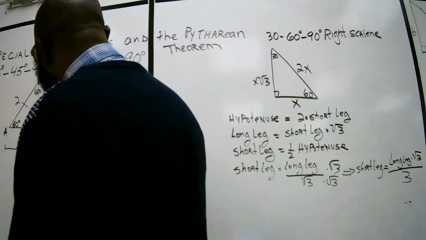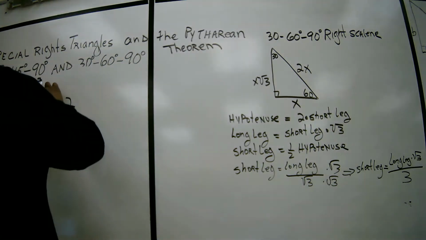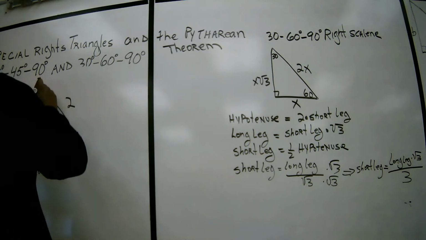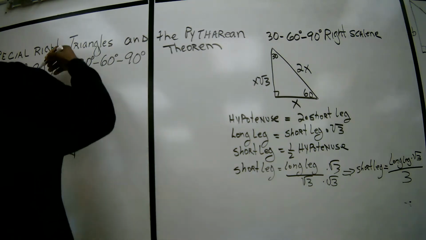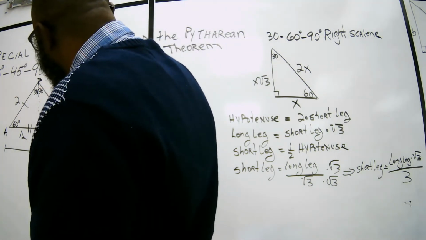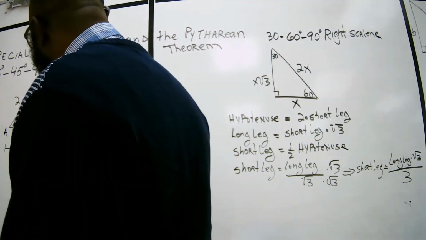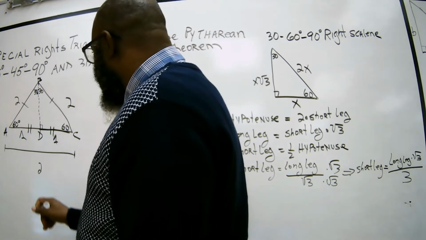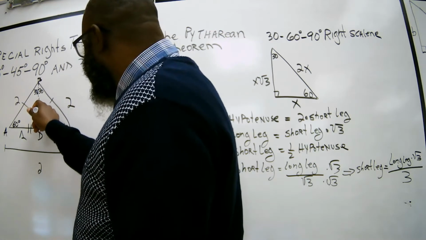And those two triangles are the same. If that was 60 degrees, that's going to become 30. So that's how we end up with 30, 60, 90. Now, we need to find this part, the height.